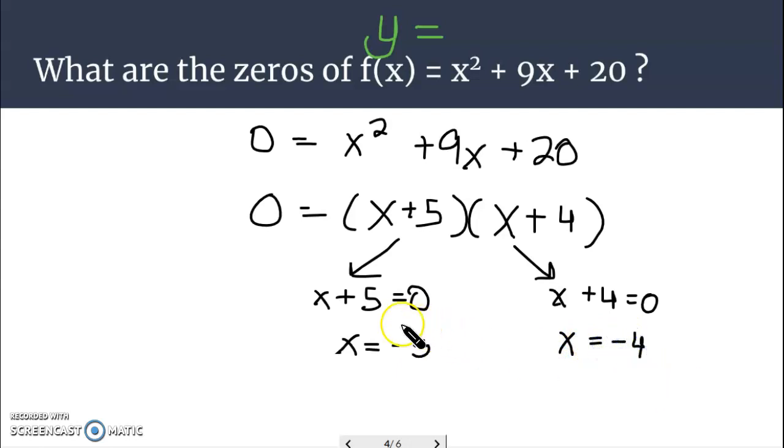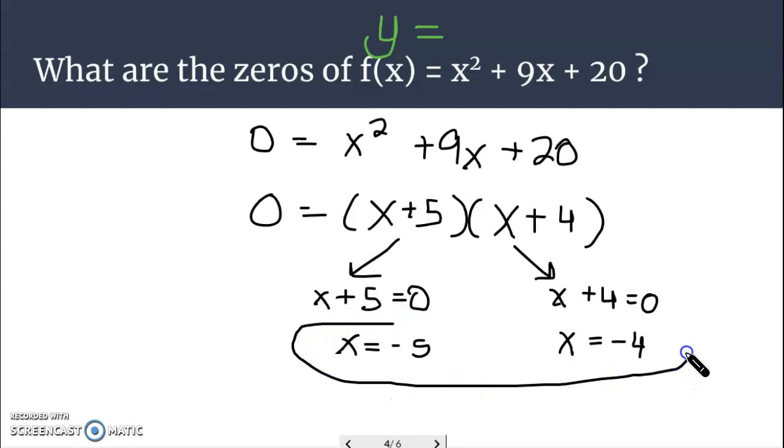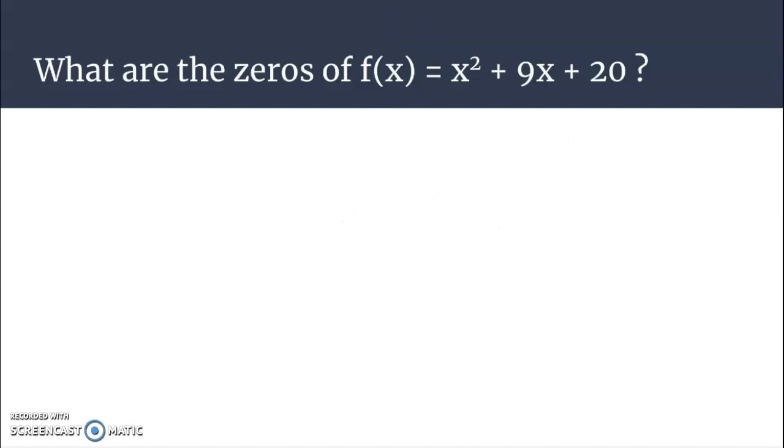Those are the zeros, and we call them zeros because when talking graphically, if we were to graph f of x equals x squared plus 9x plus 20, and you can certainly do this on desmos.com/calculator, the graph would intercept the x-axis at these two places, negative 5 and negative 4. Hence the name zeros. Let's look at another one here.